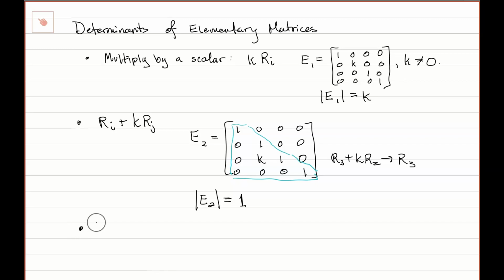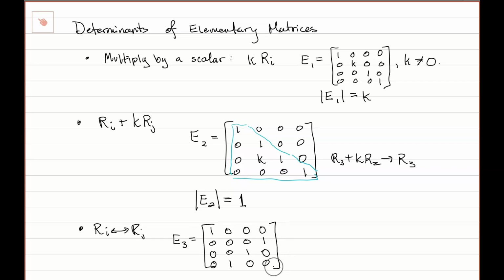The last one is where we do a swap. If we swap row i and row j, an example of what that looks like would be something like this. So this matrix would be the one that would implement swapping rows 2 and 4. It's a good exercise to take a minute and actually compute the determinant of this one. You'll find out that the determinant of this and every row swap matrix is going to be -1.